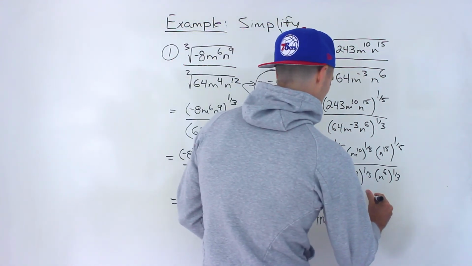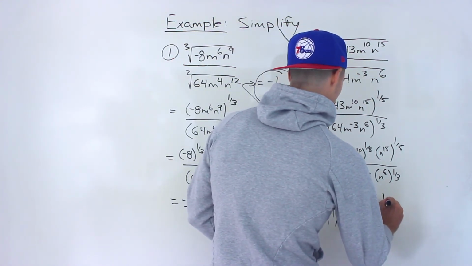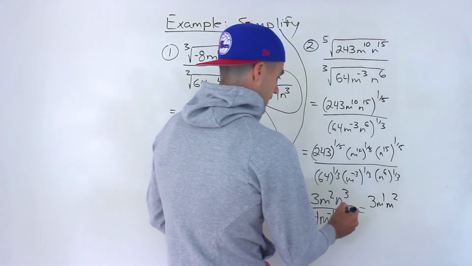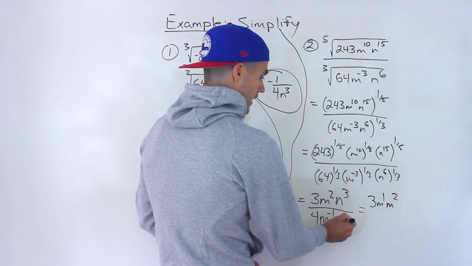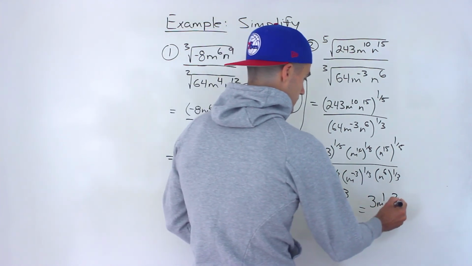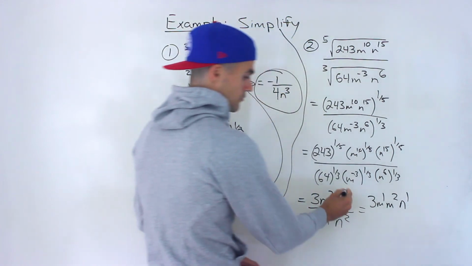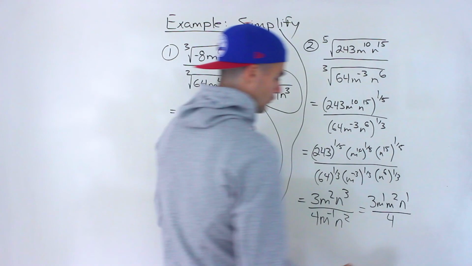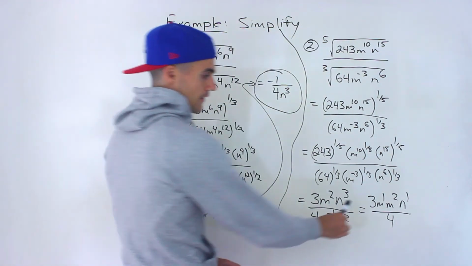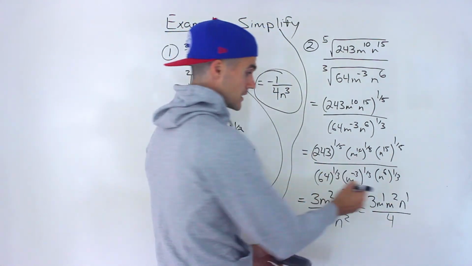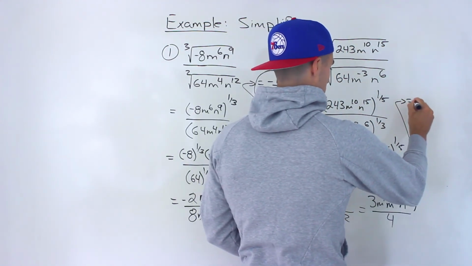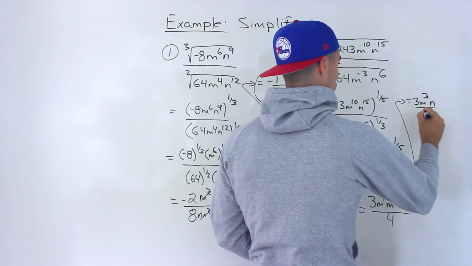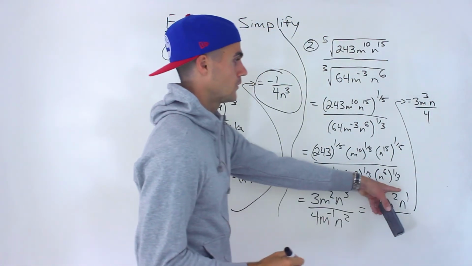So we would have 3 m to the 1 times m to the 2. And then the n to the 3 over n to the 2, that would simplify to just n to the 1 at the top. 3 minus 2 is just 1. And then that's going to be all over 4, like that. And then these two we could simplify. They're the same base, so we could add the exponents. So that would be 3 m to the 3 n over 4, right? The 1 we don't have to write.